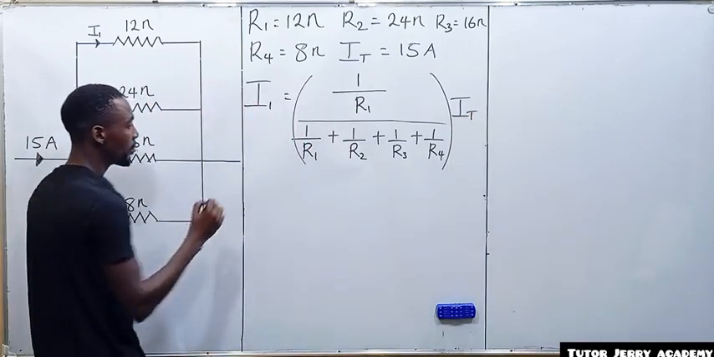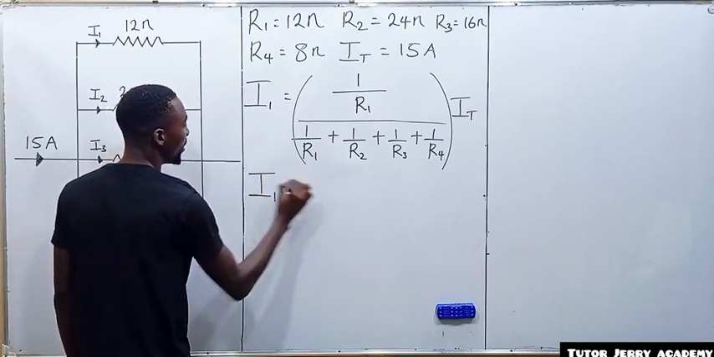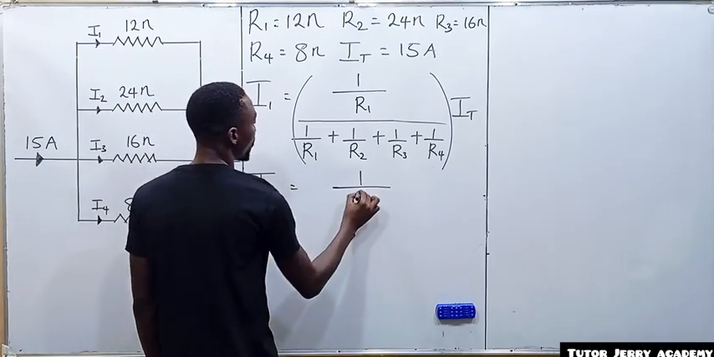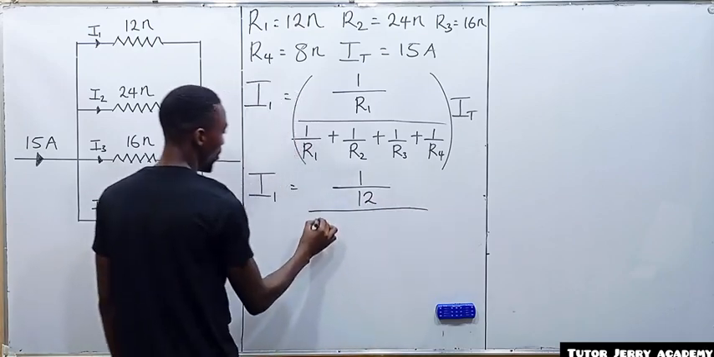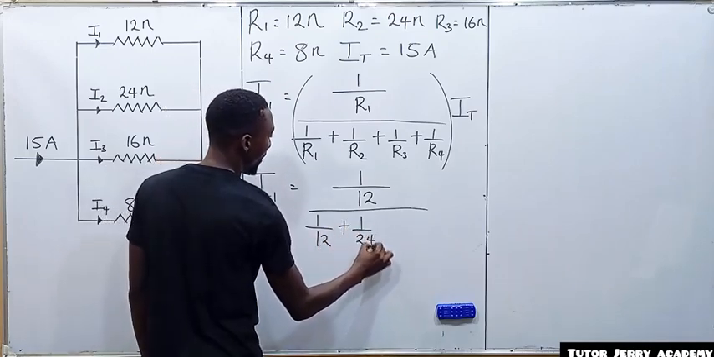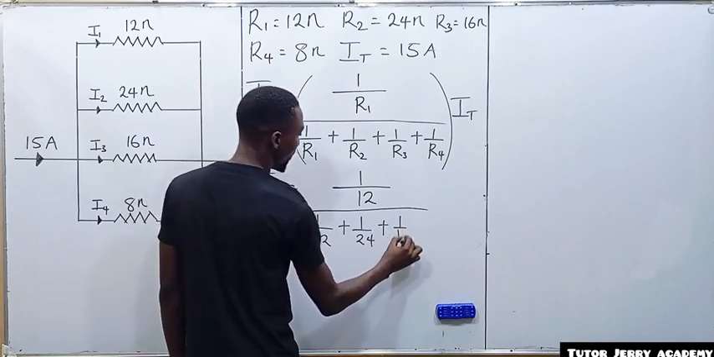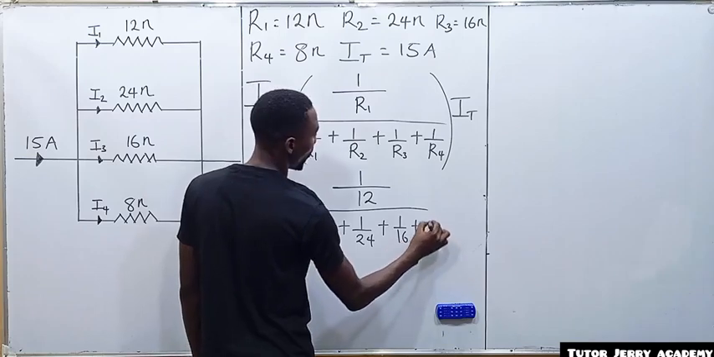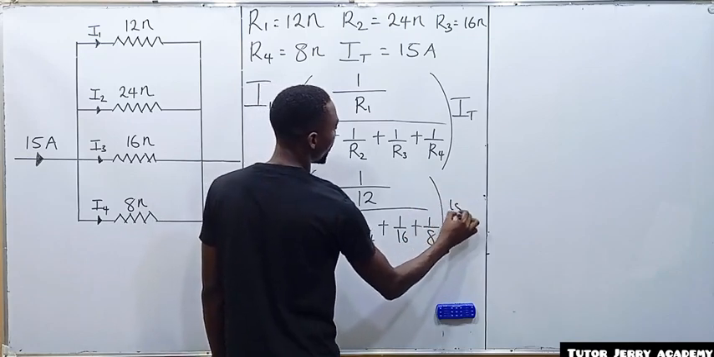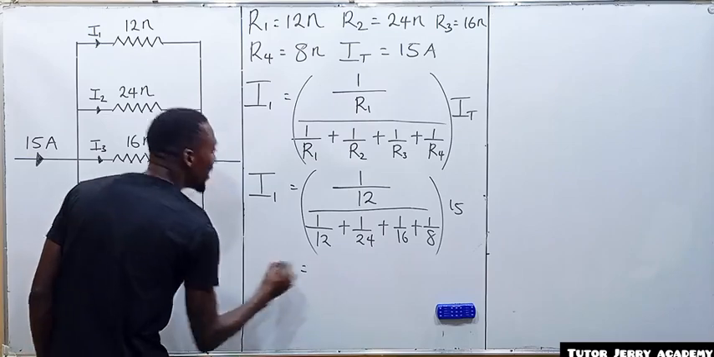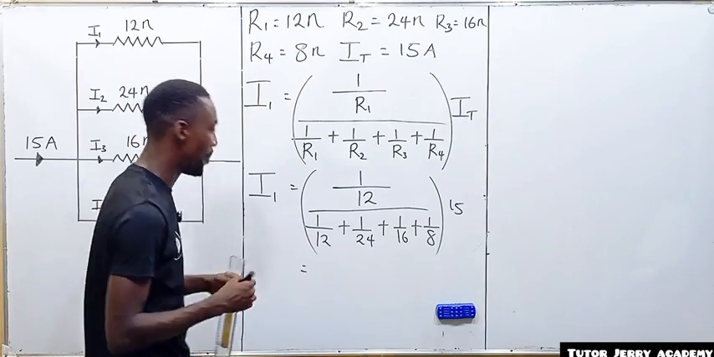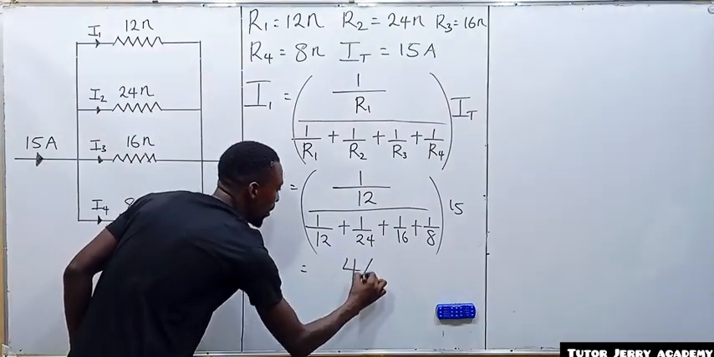All right, so now I1 will be equal to, let's substitute: 1 over 12, all over 1 over 12 plus 1 over 24 plus 1 over 16 plus 1 over 8. Then multiply by the total current, which is 15. If you press this directly in your calculator, you are going to have your answer to be 4 ampere. So I1 is 4 ampere.